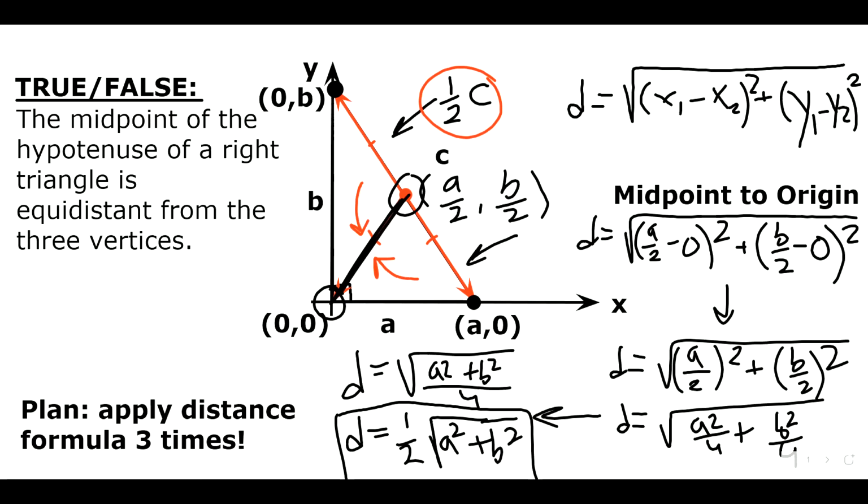And we're done. It is definitely true that the midpoint of the hypotenuse of a right angle triangle, any right angle triangle here, because we kept it general with a and b and c, is going to be equidistant from the 3 vertices. And that's all. So this is a great use of analytic geometry here for us.